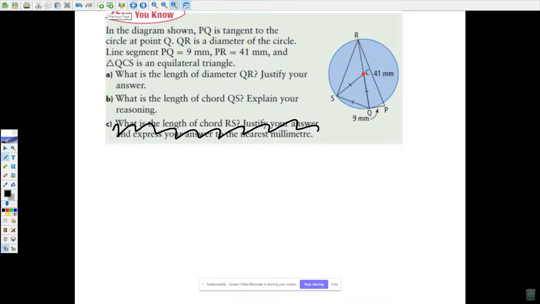Here is an example for you to try that is just like the last one, just with some different numbers. So please pause now and give it a try. Let's look at the answers.